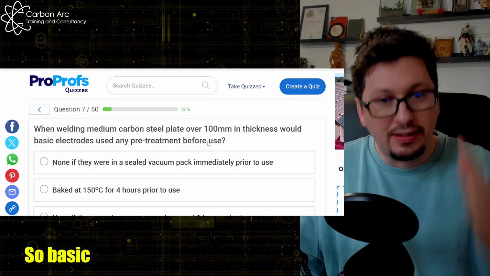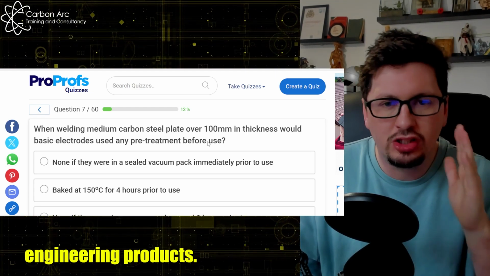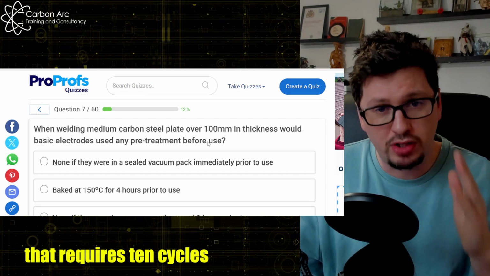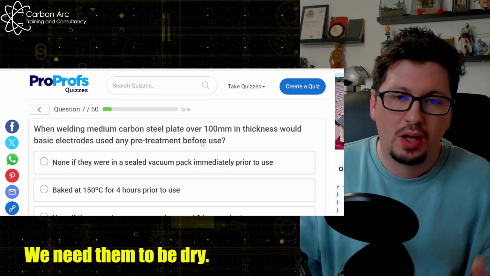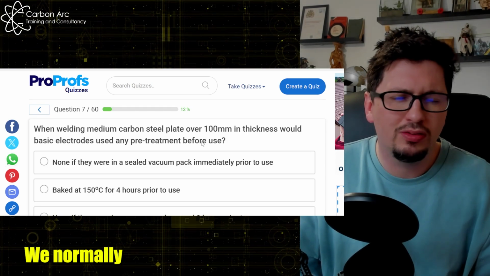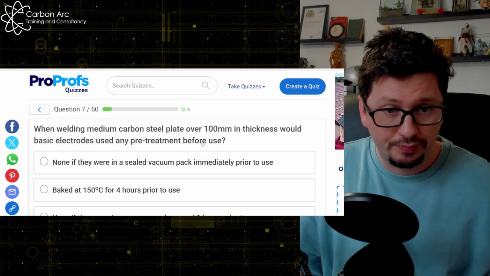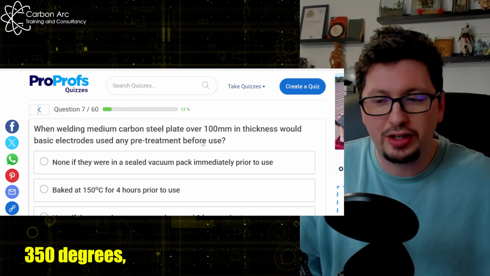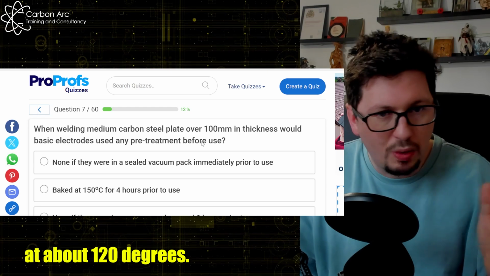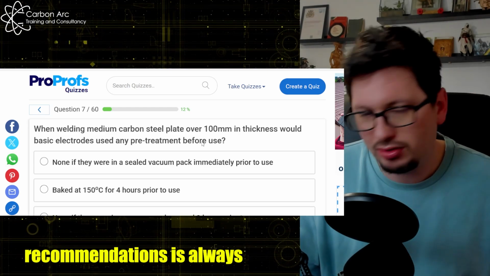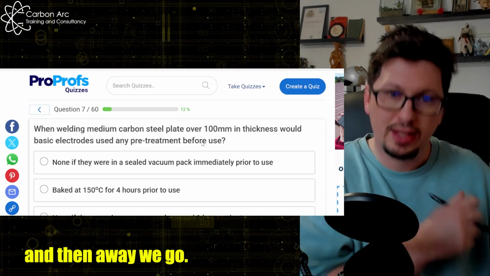So basic electrodes are generally used in engineering products, is how I'm terming it. This is something that requires tensiles and toughness values. We need them to be dry. We normally want them to be low hydrogen. So we would bake them at like 350 degrees, then keep them warm at about 120-ish degrees. Again, manufacturer's recommendations is always the thing to go on there, until we use them out of the quiver, and then away we go.